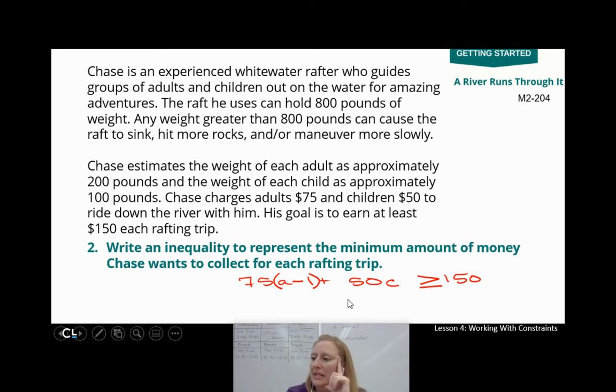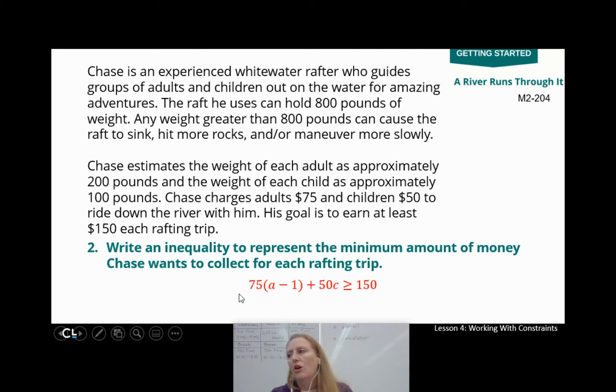This is kind of messy. Let me show you the pretty one. Ooh, there it is, all pretty. So this one looks a little different, right? It looks a little different because we had to remember that Chase is in the raft, but he's not being charged for it.